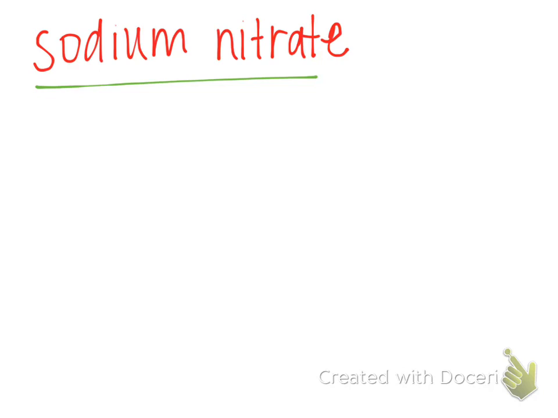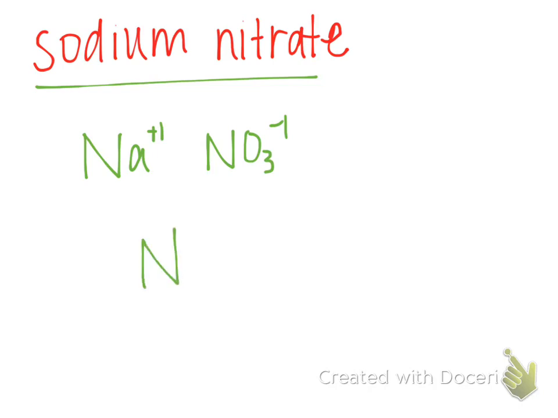It doesn't need Roman numerals because sodium only has one charge. Nitrate gets to keep its name because it's a polyatomic ion. So sodium is Na plus 1. Nitrate is NO3 minus 1. So how many of each of those do we need to give us a balanced formula? Just one of each, right? So our formula ends up being NaNO3.